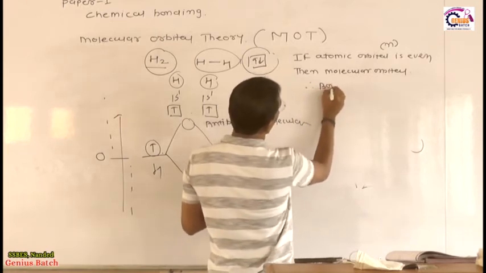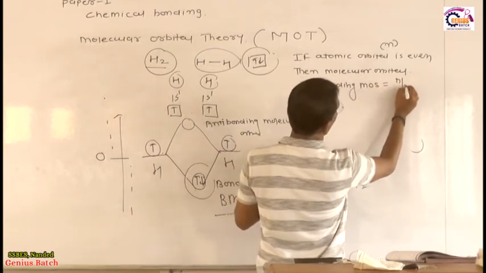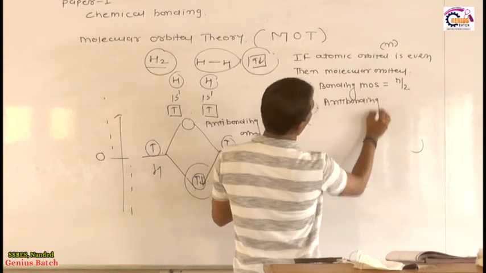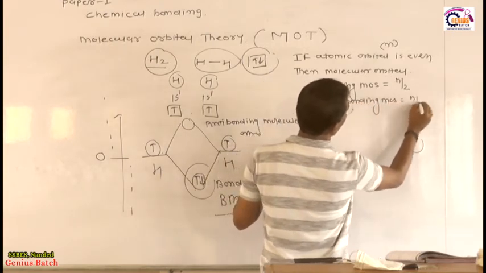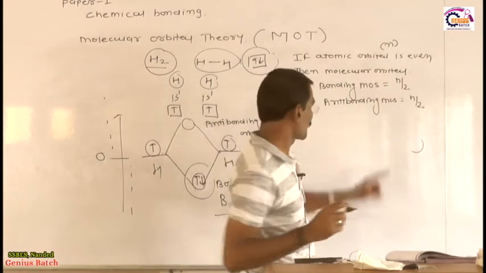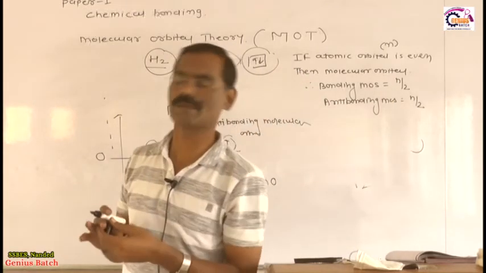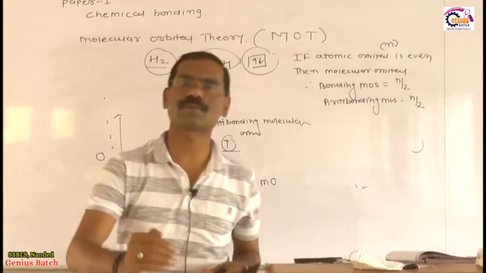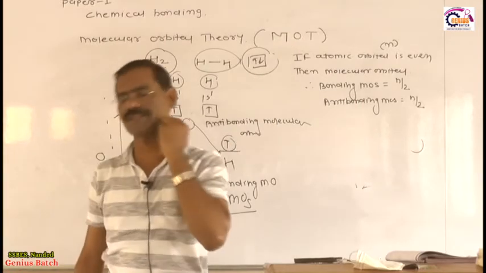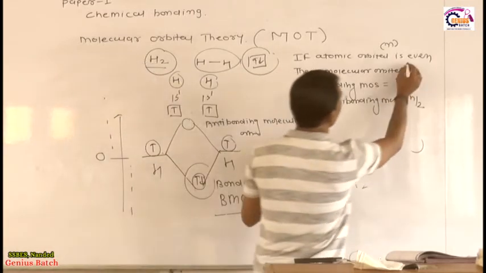Therefore, the bonding MOs are equal to n by 2, and the anti-bonding MOs are also equal to n by 2. Suppose we have 4 atomic orbitals, then 2 are bonding and the remaining 2 are anti-bonding. Suppose we have 6 atomic orbitals, 3 are bonding, the remaining 3 are anti-bonding. Suppose we have 8 atomic orbitals, 4 are bonding, the remaining 4 are anti-bonding, if it is even.